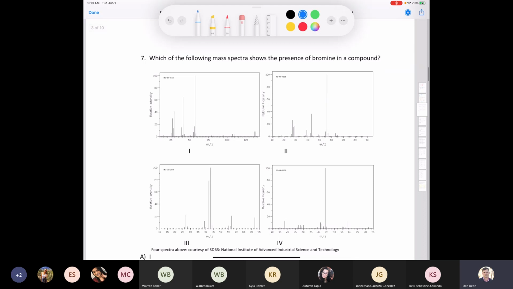Next one, we're looking for the presence of bromine in the compound. And you remember that bromine has 2 isotopes.